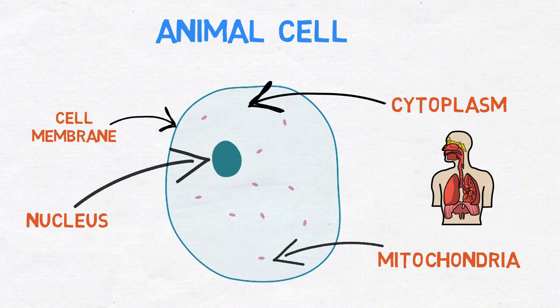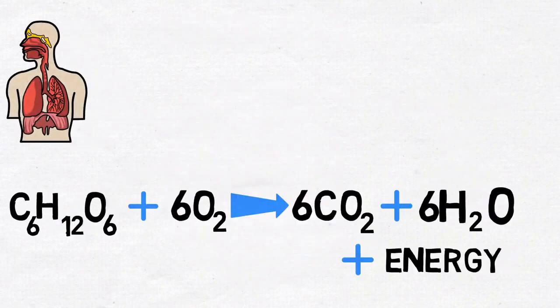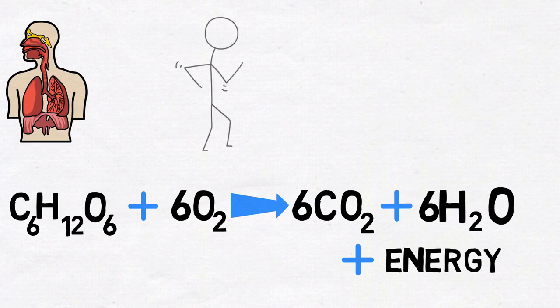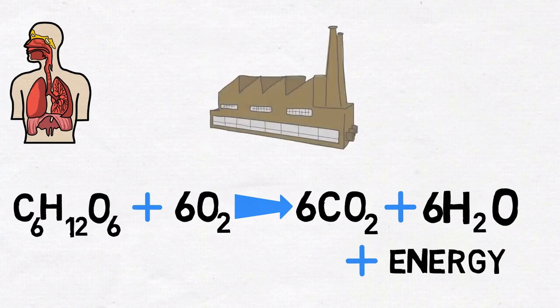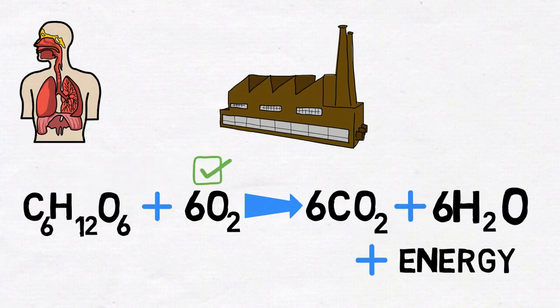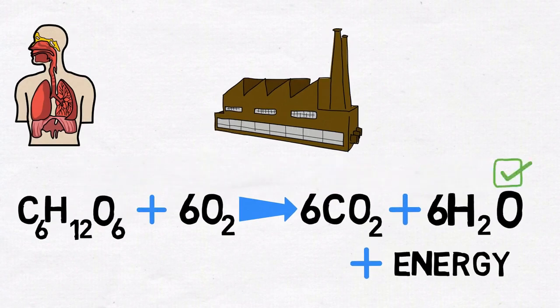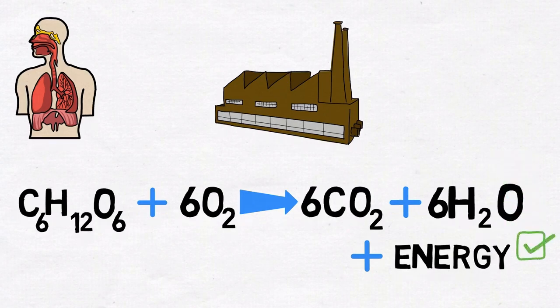Now let's see what happens when a cell needs to respire. As mentioned before, the process of respiration releases energy, which allows people like us to move. You can think of the mitochondria as a tiny factory. They take in glucose and oxygen and release carbon dioxide, water, and finally energy.